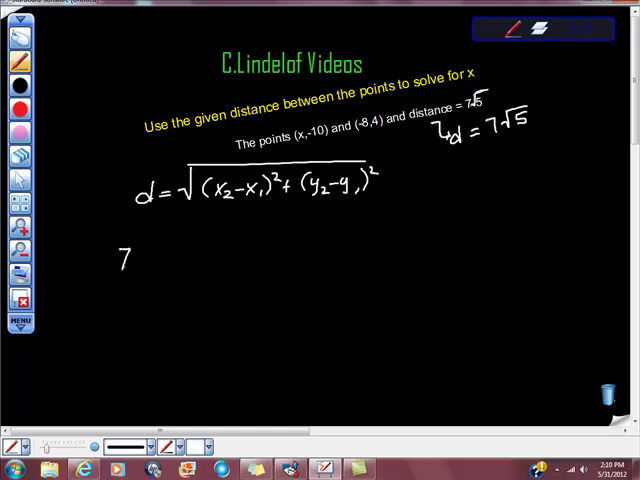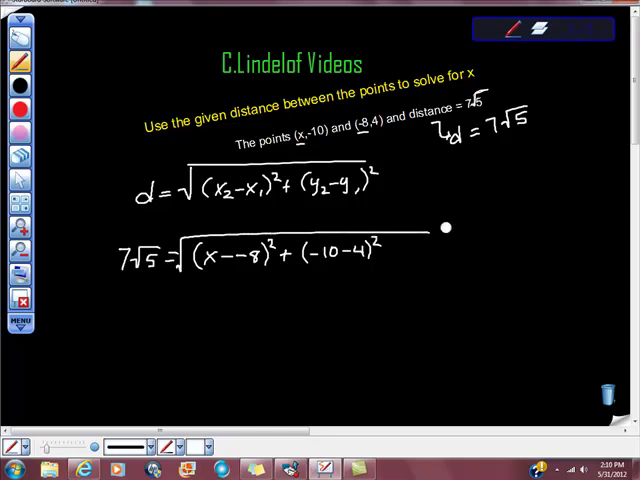We know that the distance is 7 square roots of 5. We also have x minus -8, so I did that as x minus -8 squared plus -10 minus 4 squared. Those are the y values, aren't they? And then we're just going to take the square root of the lot. So this negative is a positive, isn't it? And this is -14, I think. Yeah, -14.